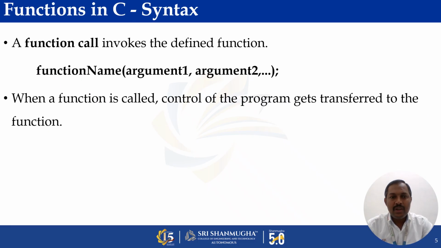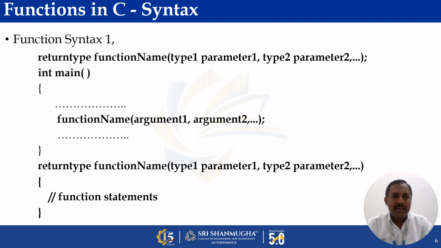Next, function call, which invokes the defined function. Function name followed by arguments. When a function is called, control of the program gets transferred to the function. So these are the three parts of a function: function declaration, function definition, and function call. This is a simple syntax combinedly denoting all three parts of a function.